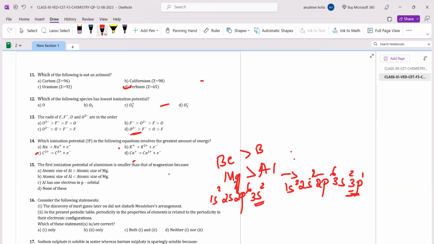Right? So if you observe the options, atomic size is not relevant over here. The only relevance is that aluminum has one electron in the p orbital, so we can take this.